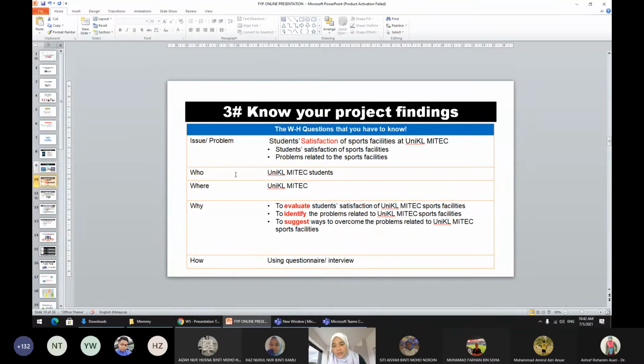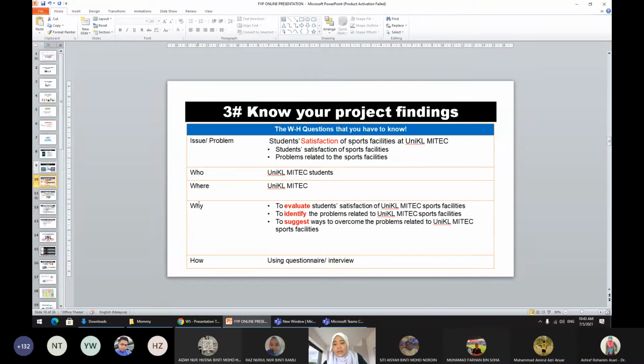So who will be involved? Definitely your respondents, whether it's UniKL MITEC students or maybe the community. Or if you come up with a project, for example software, who would benefit from the product? Where is definitely the setting, the situation. Does it involve the community at Pasir Gudang, right? Does it involve the UniKL community, right? So on and so forth.